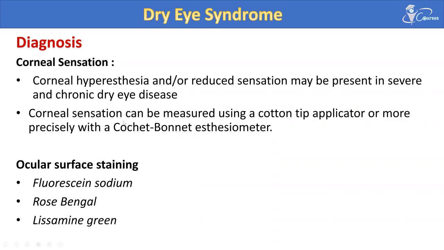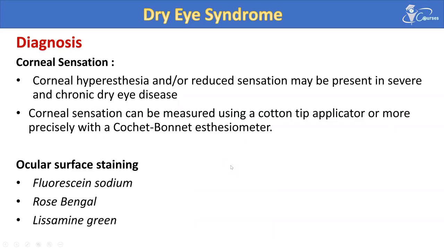Corneal hyperesthesia or reduced sensation may be present in severe and chronic dry eye disease. And corneal sensation can be measured either by a cotton tip applicator, or more precisely, to calibrate the degree of sensation, there is a device called the Cochet-Bonnet esthesiometer.